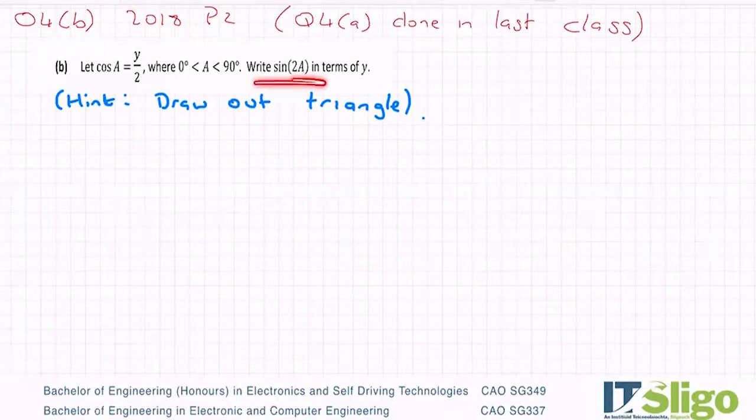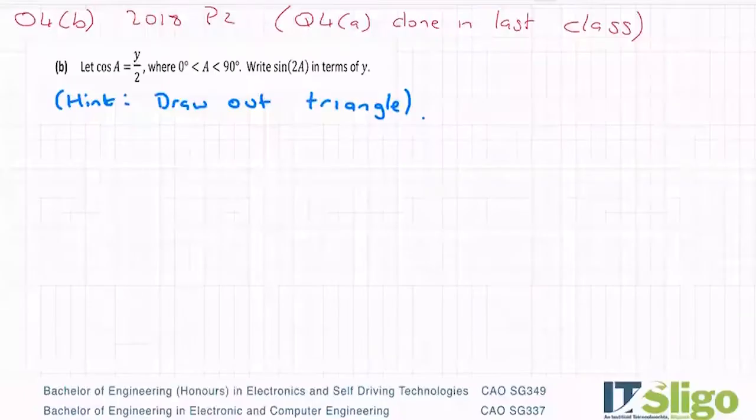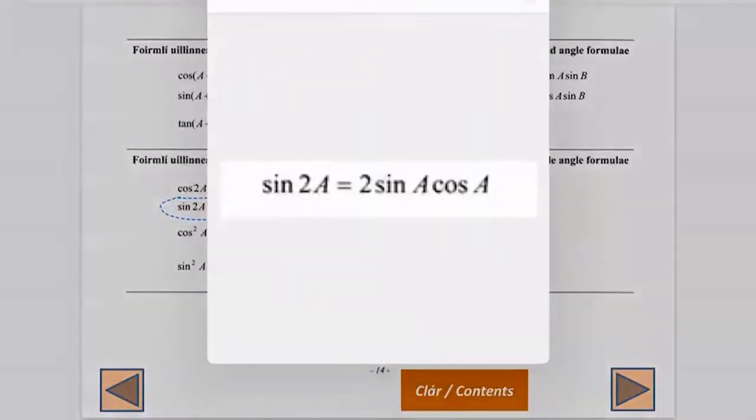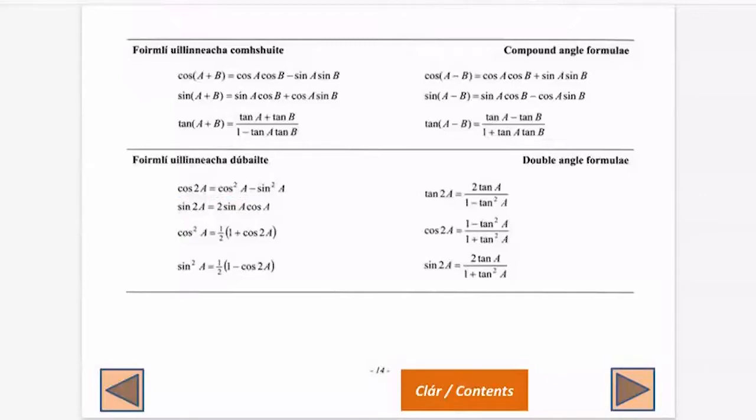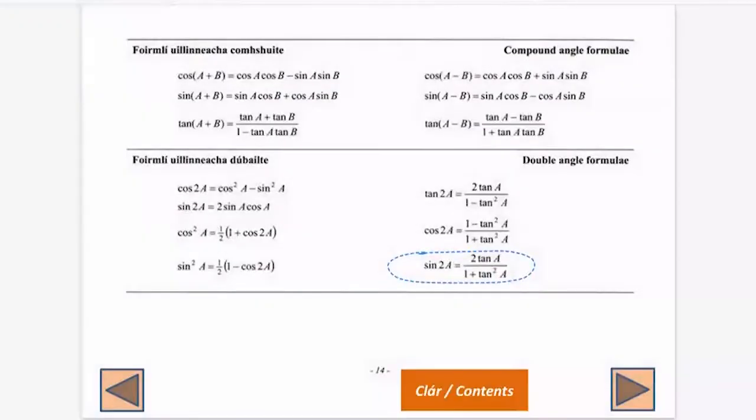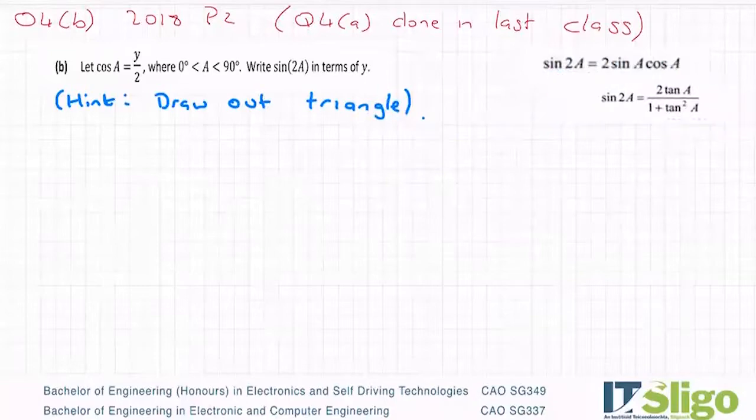Okay, so when I see sine 2A, I'm thinking trig identities. So let's go to sine 2A, wasn't it? Sine 2A, okay. So I have the choice between this one or, of course, sine 2A, I could also use this one. Okay, so in terms of y, that's what sine 2A is equal to.